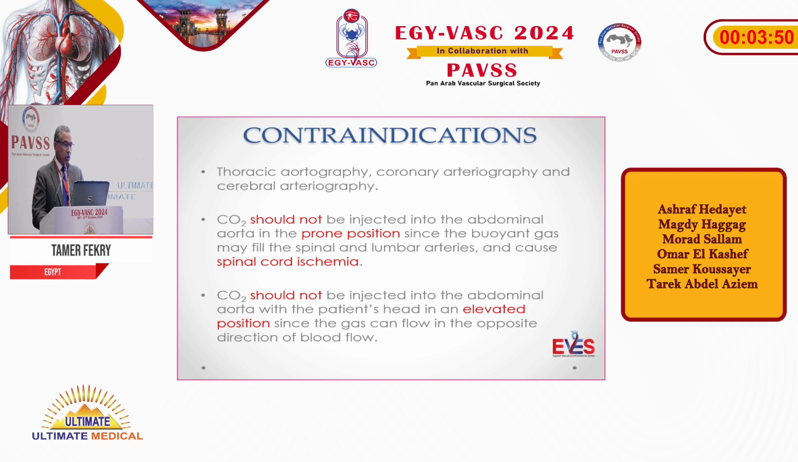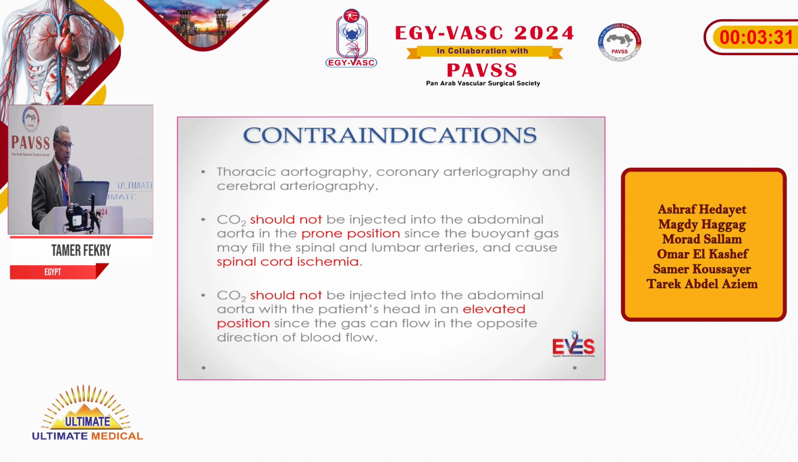It shouldn't be injected into the abdominal aorta in the prone position since it's a buoyant gas, so it has the ability to go upward. And of course, in the prone position, it will go to the spinal and lumbar arteries and may cause spinal cord ischemia.